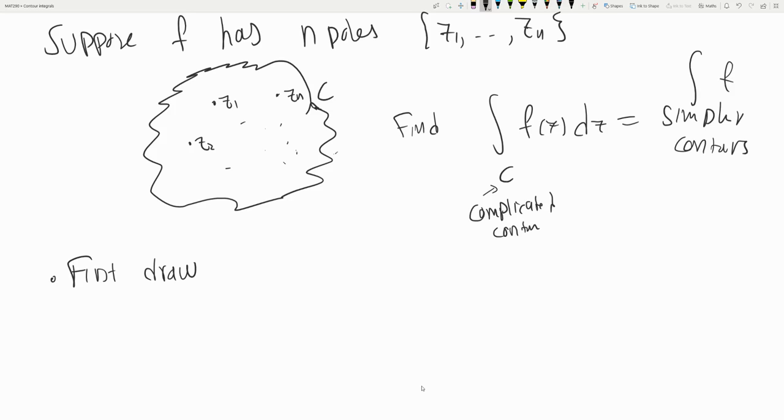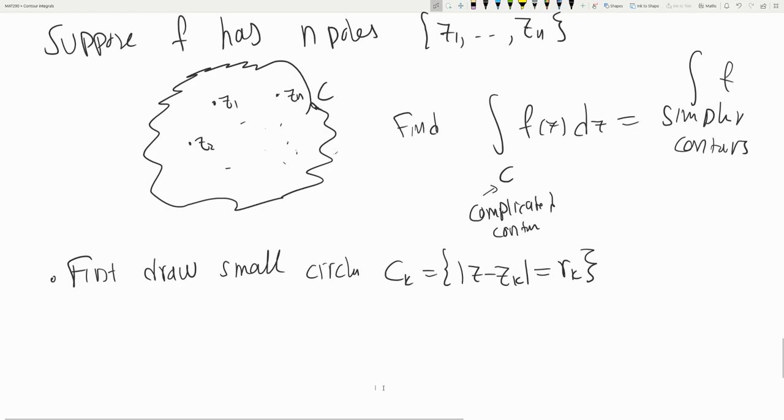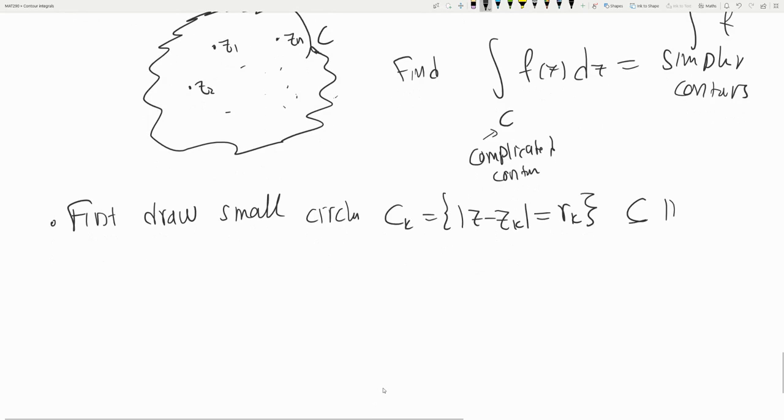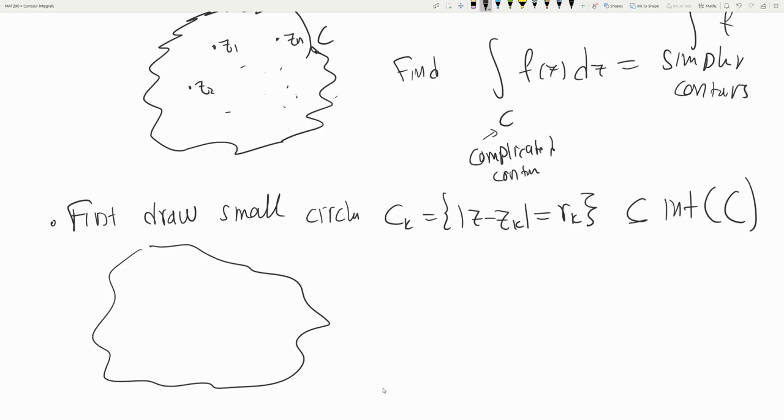Okay. So first draw small circles. So Ck is the circle |z - zk| equal to rk, right? Small enough circles so that they are contained in the interior of C. So let me draw it again. This is C, and this is zk, and draw a circle around it. Call it Ck. Okay, this is just a circle.